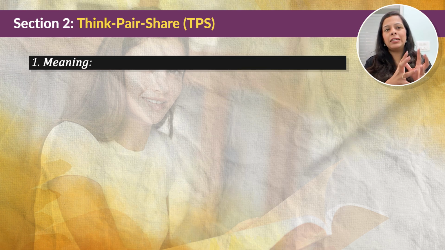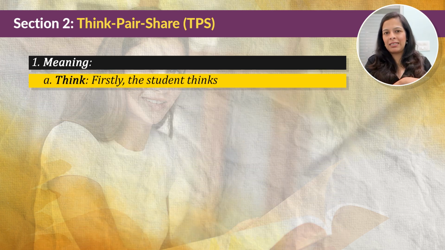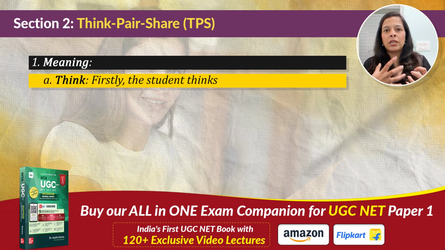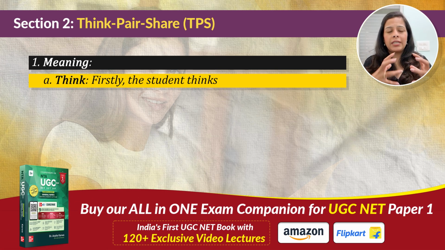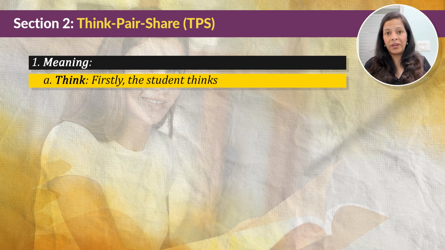So basically, this technique helps students learn better by working together in a structured way, step by step. First comes the think stage. The teacher asks a question and each student takes a few moments to quietly think about their own answer. There's no discussion happening at this point, just silent reflection. This helps students organize their thoughts and build confidence. That is stage one, that is thinking.